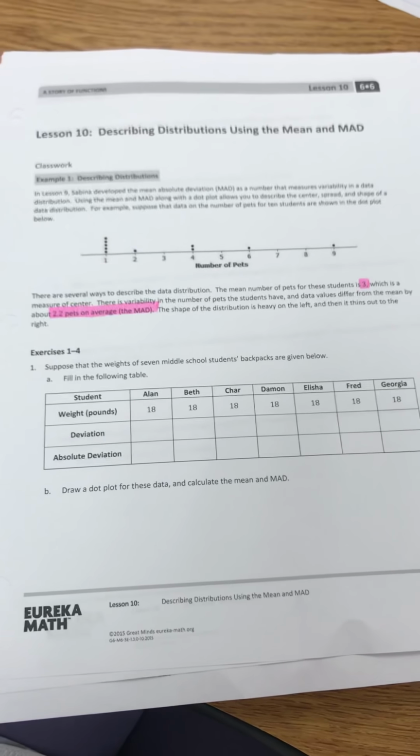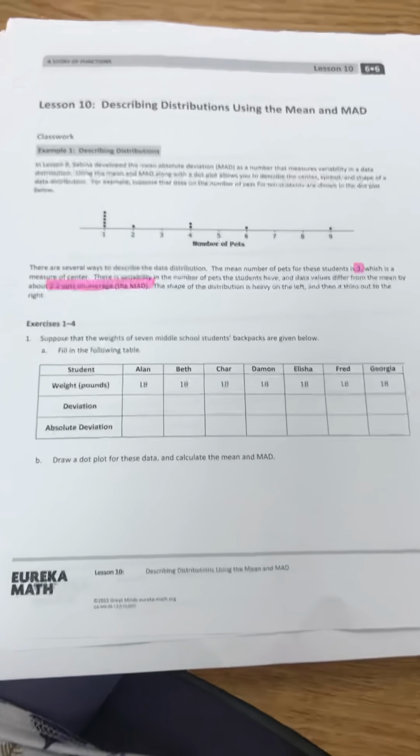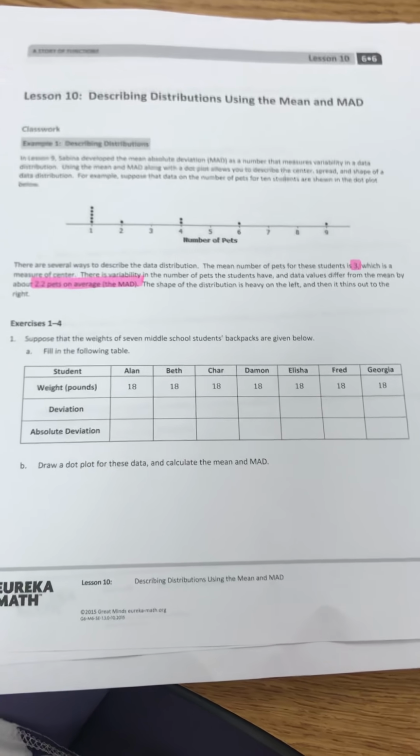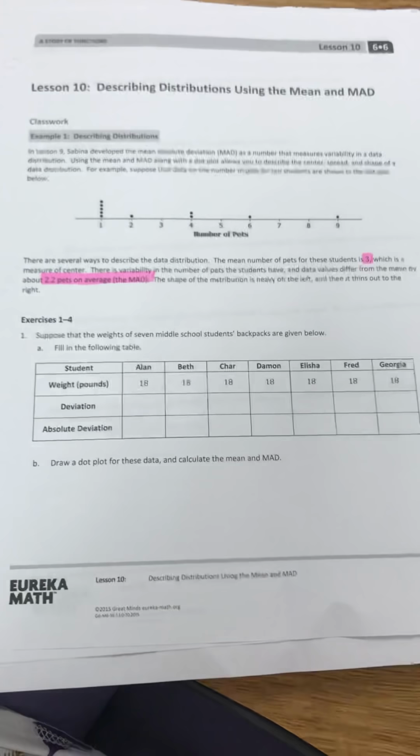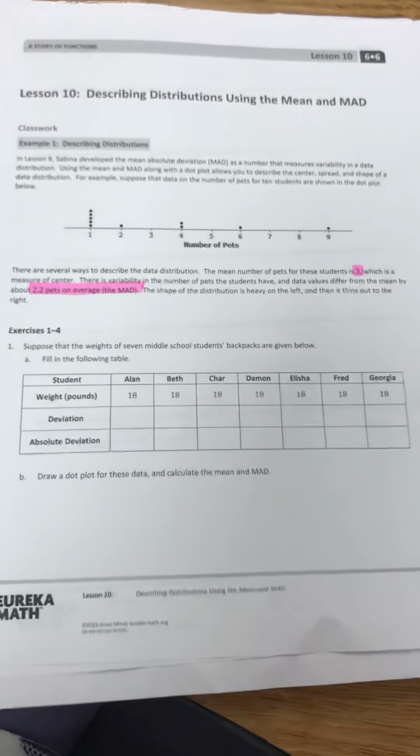Hey, look, another day, another lesson. We're going to be describing some distributions using the mean and MAD. Essentially, what this means is we're going to be describing its variability. What is this data going to look like after we have plotted it?